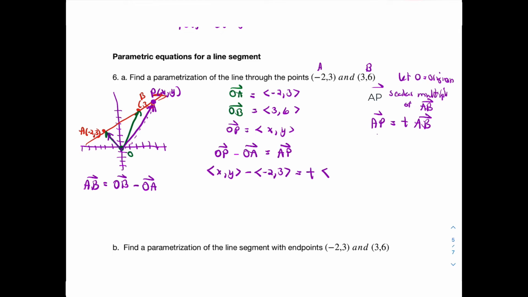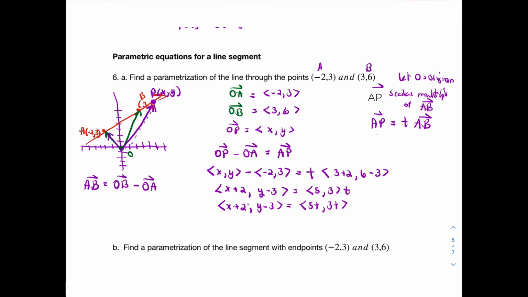To find vector AB, I find the component form where the initial side is at negative 2, 3, and the terminal side is at 3, 6. That means I need to subtract those two points. Now I'm just going to do scalar subtraction. Here I'm going to combine those terms, and now I'm going to distribute that t into our vector. And so I end up with the vector x plus 2, y minus 3 is equal to the component vector 5t, 3t.